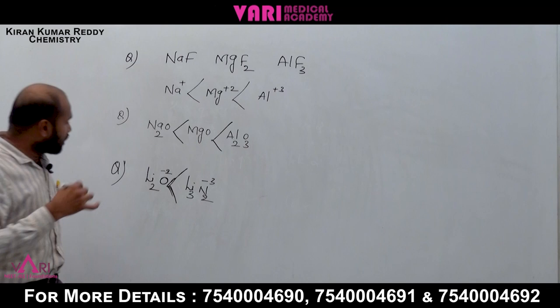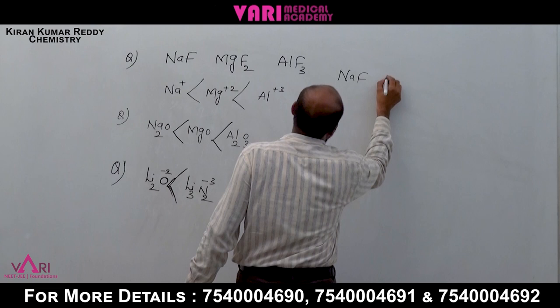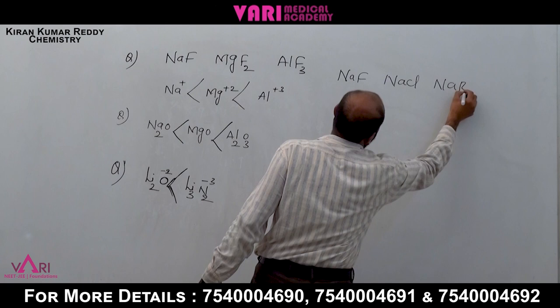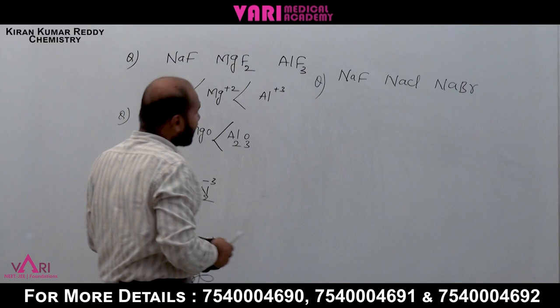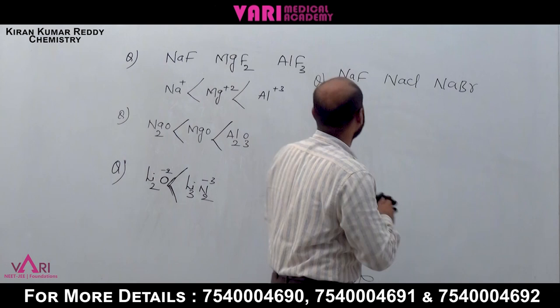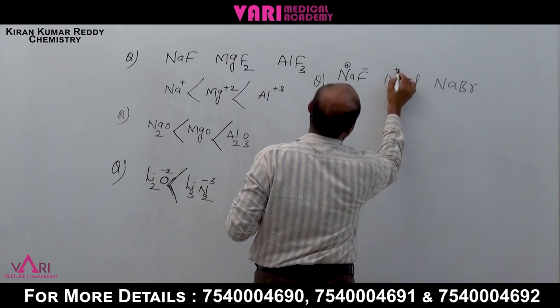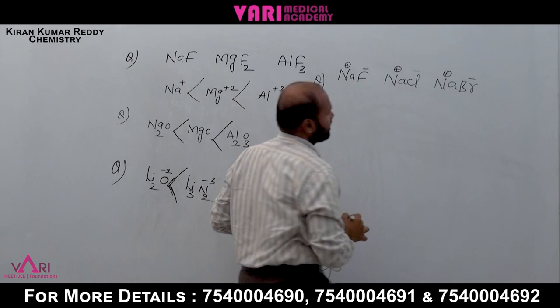If you take another example, NaF, next one is NaCl, next one is NaBr. This is another question. Which one has more lattice energy? Students, NaF, NaCl, NaBr. Now I am taking here Na plus and F minus. Here also Na plus, Cl minus. Here also Na plus and Br minus. NaF is given, NaCl is given, NaBr is given.